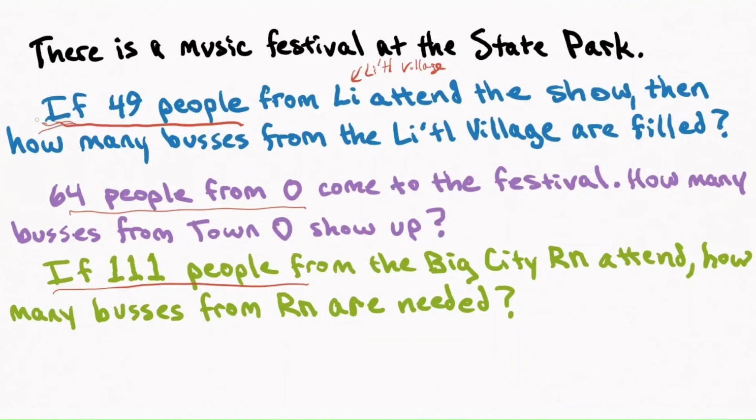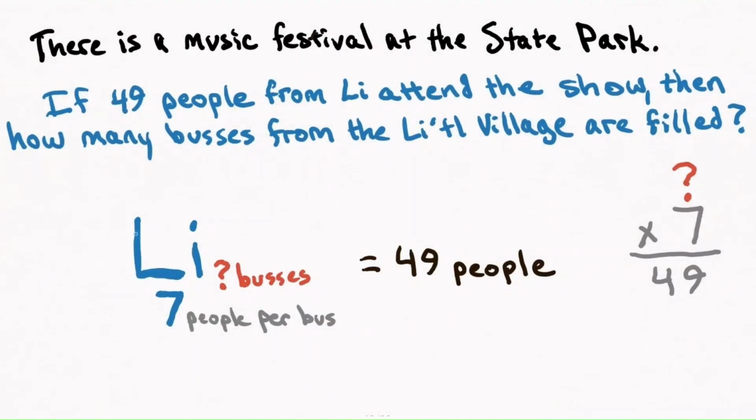So let's start with this first one. Let's start with the littlest town, the village. If 49 people from the little village attend the show, then how many buses from the little village are filled? We have, here's the little village right here, right? And we're asking how many buses is the question, which normally would be the little number down here to the right. But we don't know what that number is. That's what the question is. So we're just going to put a question mark right there.